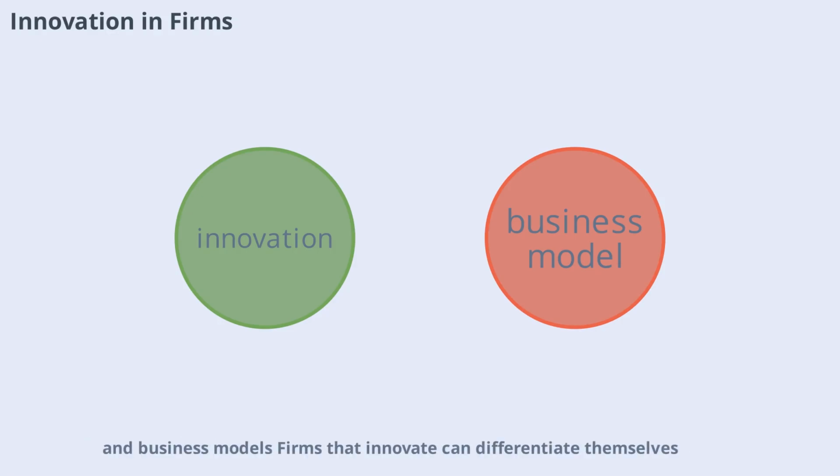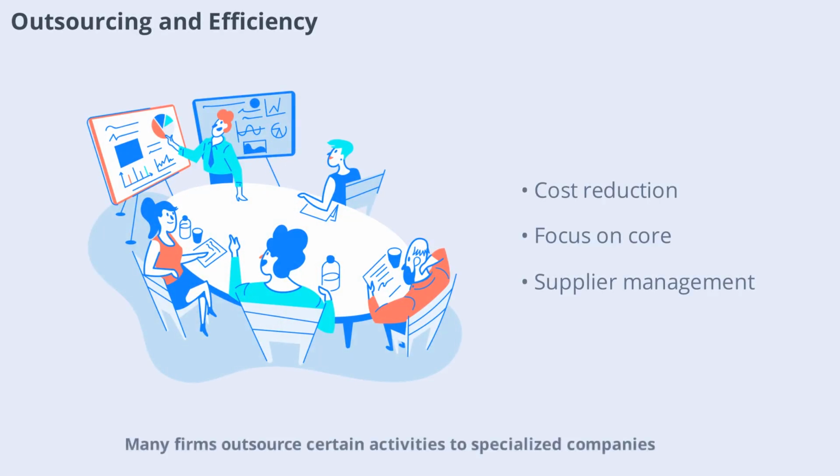Firms that innovate can differentiate themselves, attract customers, and increase profits. Continuous improvement is key to long-term success. Many firms outsource certain activities to specialized companies to reduce costs and focus on core strengths. Outsourcing can improve efficiency, but firms must carefully manage quality and relationships with suppliers.